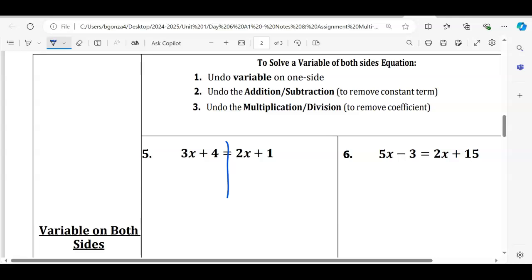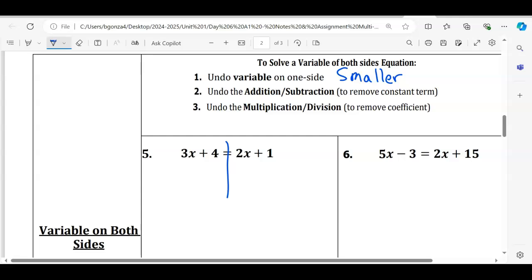So our first step is to undo the variable, and I would say undo the smaller variable. It helps you avoid negatives, which tend to sometimes trip people up. So here's my question. Do we have more than one variable? Yes. Is it on both sides? Yes. Can it be on both sides? No. So what do we do? Get rid of the smaller x.